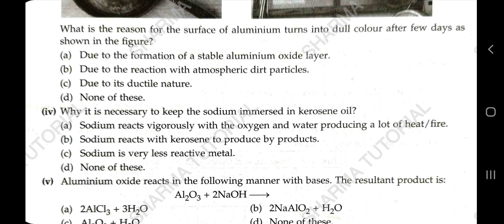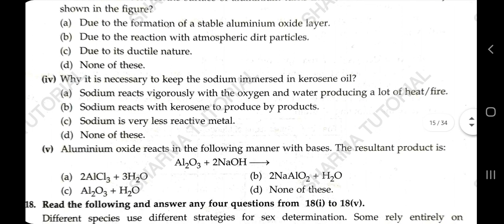Option A says sodium reacts vigorously with oxygen and water, producing a lot of heat or fire. Option B says sodium reacts with kerosene to produce a byproduct. Option C says sodium is a very less reactive metal. Option D says none of this. As we thought earlier, the answer is option A: sodium reacts vigorously with oxygen and water and produces a lot of heat or fire.